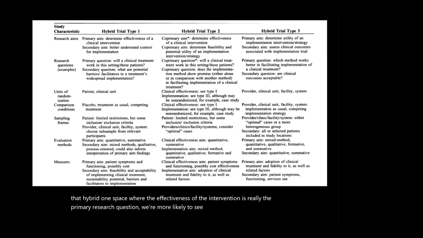individual or participant randomized control trials with patients often as the unit of randomization. Often the comparison condition is going to be some sort of placebo condition, or more likely treatment as usual, or maybe a competing treatment. And contrast that, for example, with the hybrid three designs on the other end of the spectrum, where we're really interested more in assessing the effectiveness or the impact of implementation strategies, but we still want to collect some data and find out about clinical outcomes as well.